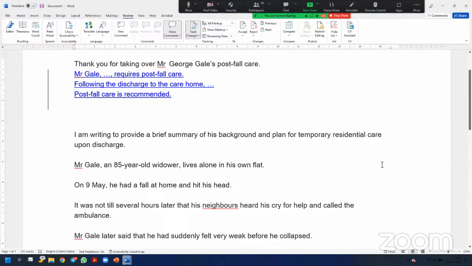Mr. Gale requires temporary residential care. Mr. Gale requires temporary residential care following the discharge to your facility. Today, I'm writing to provide this one, forget it. So, Mr. Gale requires temporary residential care at your facility, requires temporary residential care following the discharge to your facility.